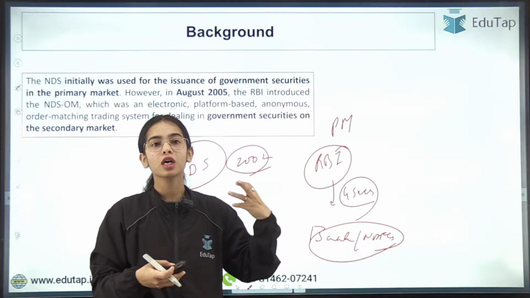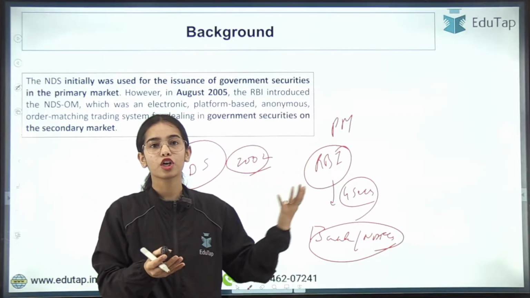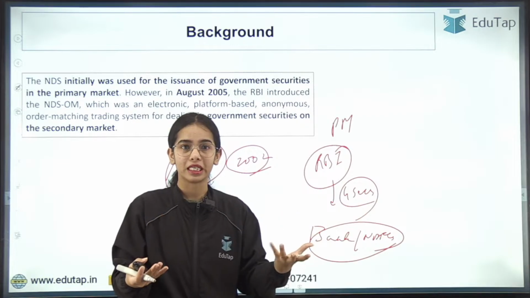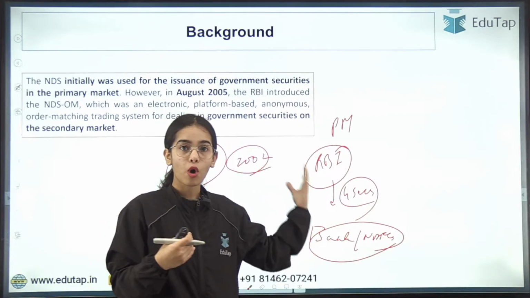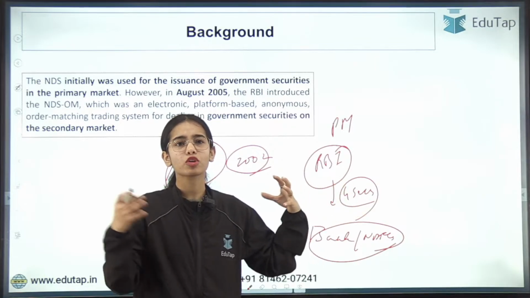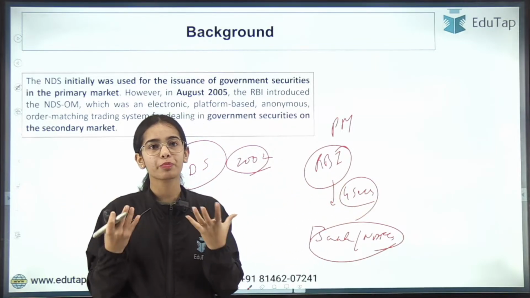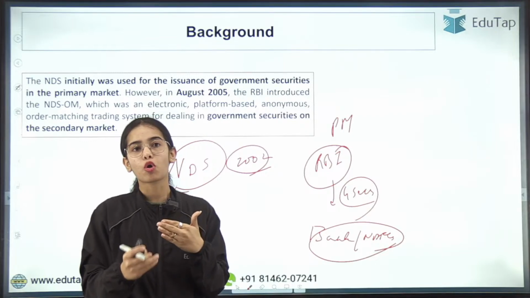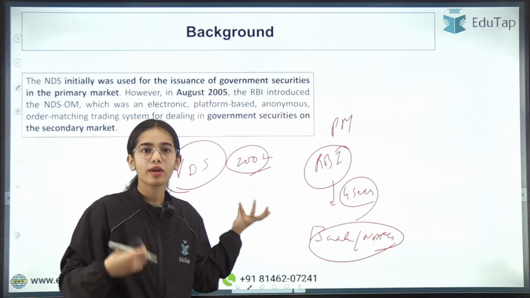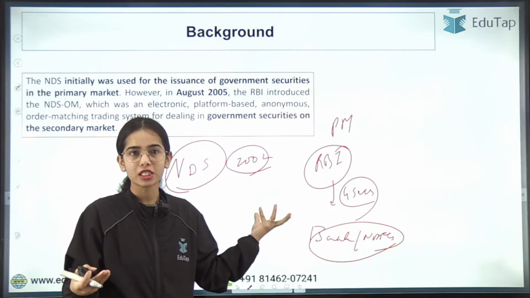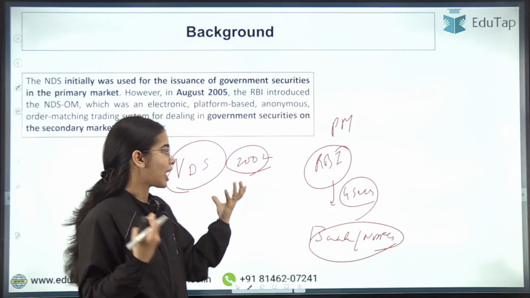Before this, the whole trading in government securities was happening manually, through the telephone, through mails and such, and orders were placed with the RBI. That was a very hectic and manual process. So in 2002, it was thought that we need to make this manual process an online process, more digital, so that it becomes faster and smoother.